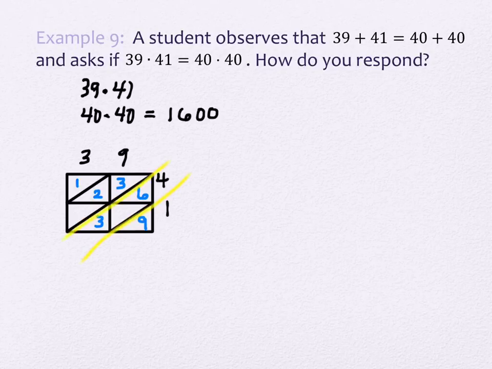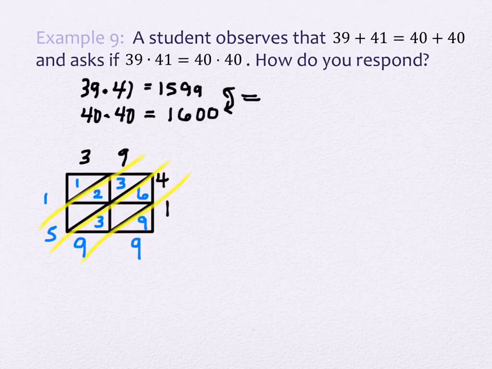And then I expand along my diagonals. So in the bottom right-hand corner, I have a 9. Then I have 6 plus 3, which is 9. 3 plus 2, which is 5. And then 1 here on top. So I get 1,599. And of course, if we compare these, they're not equal. Now what we're going to find out on the next problem is that there is a pattern for that actually happening. So let's take a look at that one.